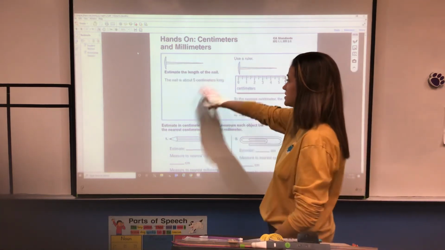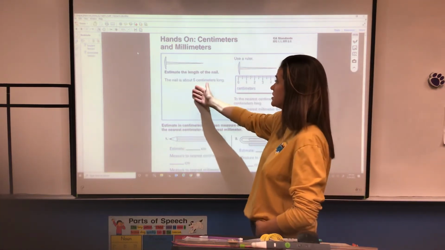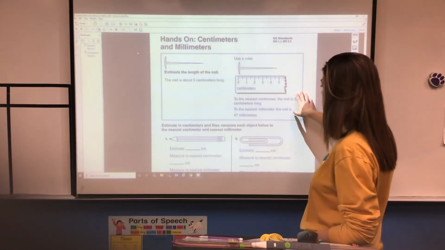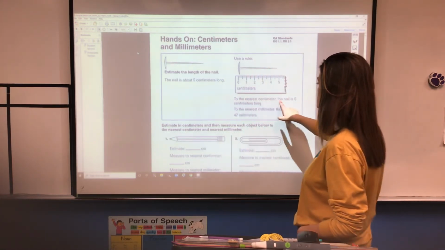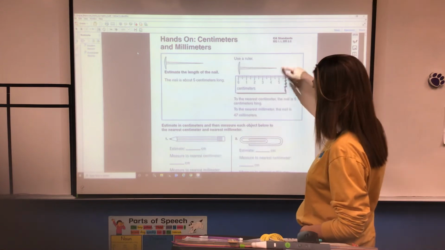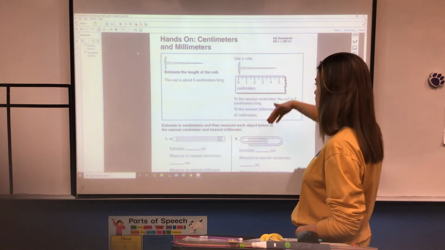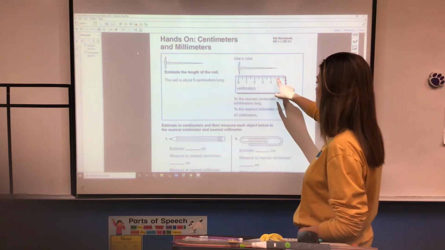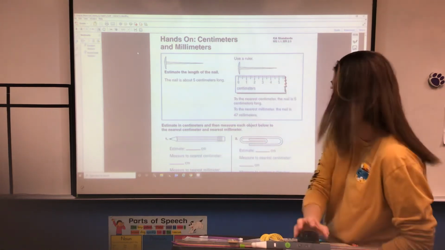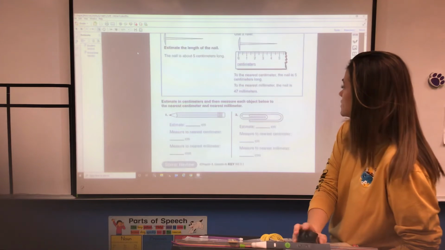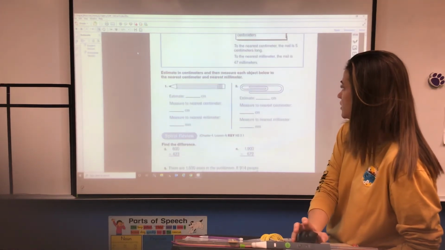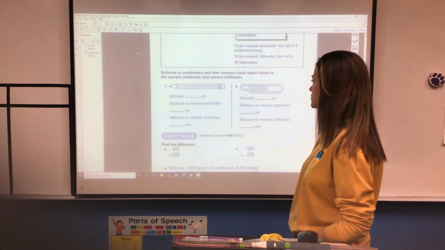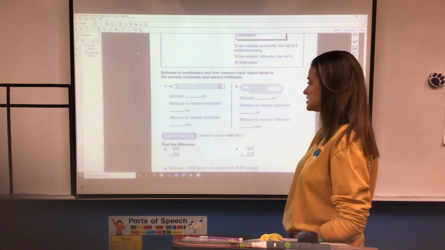It says estimate the length of the nail. They estimated the nail to be about 5 centimeters long. When they measured the centimeters, they found to the nearest centimeter the nail is about 5. It's a little short, but it's closer to 5 than 4. But when they did it to the nearest millimeter, the nail was at 47 millimeters. So your assignment today is to measure. It says estimate in centimeters, then measure each object below to the nearest centimeter and to the nearest millimeter.